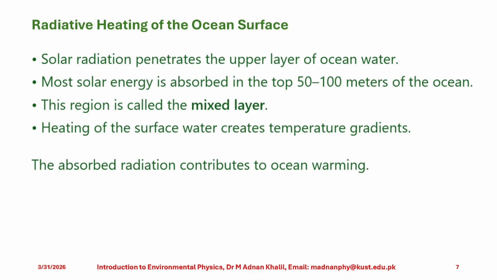Most ocean heating begins at the surface where solar radiation enters the water. A large fraction of sunlight is absorbed within the upper ocean, especially in the mixed layer. This heating makes the surface waters warmer than the deeper waters, creating temperature gradients. Now, these gradients are very important because they drive further heat transfer processes. So, the sun provides the energy, but the ocean decides how that energy is stored and redistributed.